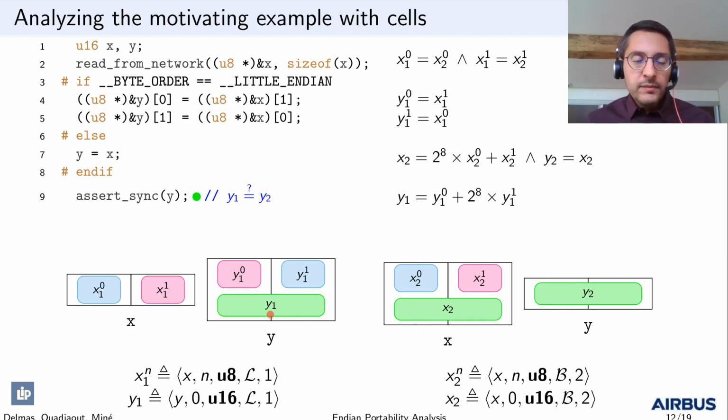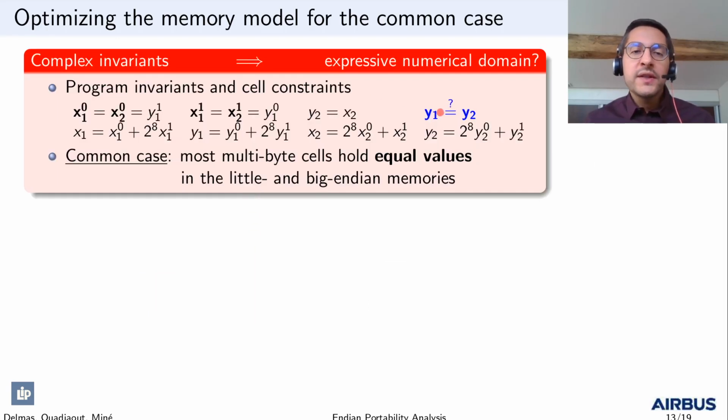And then the question is, do we have equality? Well, equality can be proven from the program invariants and cell constraints that we have inferred. However, these invariants are quite complex and would require an expressive domain such as polyhedra. And this is not an option as we plan to scale to large programs.